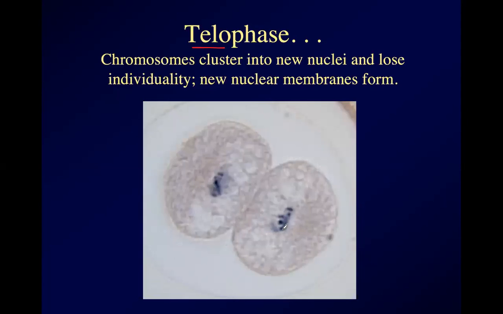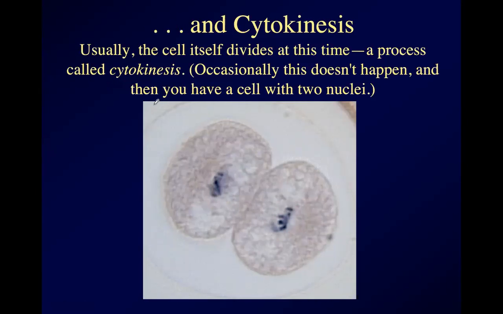It's not easy to see exactly what's going on, but you start becoming unable to see them as individual little things under the light microscope. New nuclear membranes will form. So eventually you'll get a new nucleus there and there. And at the end, you've got two nuclei that go into interphase, and the cycle can repeat itself. And usually the cell itself divides at this time.